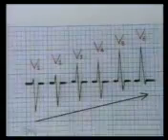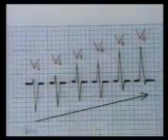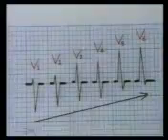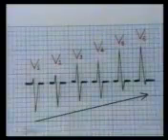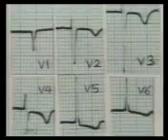This is the normal pattern of QRS complexes in chest leads. The lead V1 shows a small R wave and a deep S wave. As we proceed towards V6, the height of R wave progressively increases and depth of S wave progressively decreases. Somewhere in V3 and V4, the R and S waves are equal, and in V6, there is a tall R wave and very small or absent S wave.